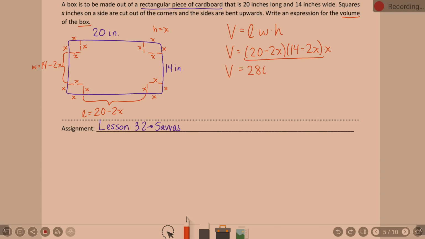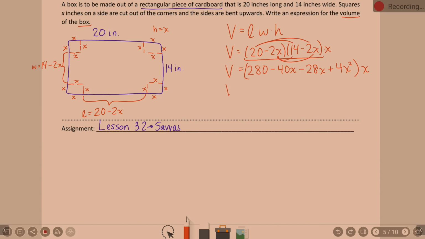Seems like a lot of work just to find out the volume of the box. 20 times 14 was 280, by the way. 20 times negative 2x is minus 40x. Negative 2x times 14 is negative 28x. Minus 2x times minus 2x is plus 4x squared. Now, I'm going to put that in parentheses, and at the end I'm going to write times x, because I don't want to forget it.